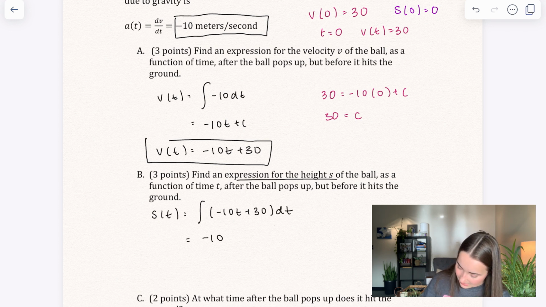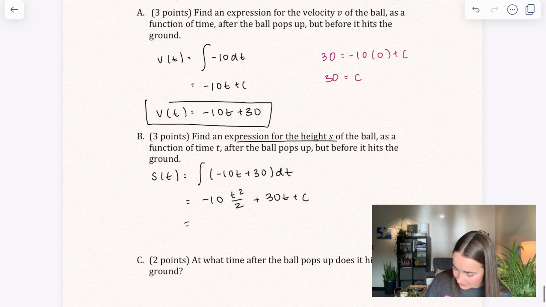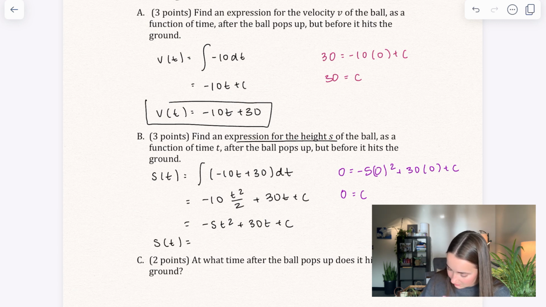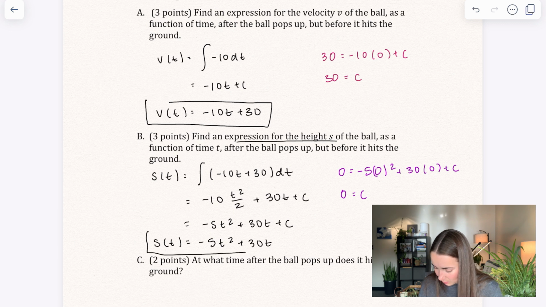So here we get -10t squared divided by 2 plus 30t plus some constant c. And we can simplify that one time. That becomes -5t squared. And now we're going to go ahead and use our initial condition. So we get 0 is equal to -5 times 0 squared plus 30 times 0 plus c. And this tells us that our c value is just equal to 0, right? Because we're starting from the ground. So we can fill this in for our official equation. And plus 0, I don't really need to write. And there we have our position function.